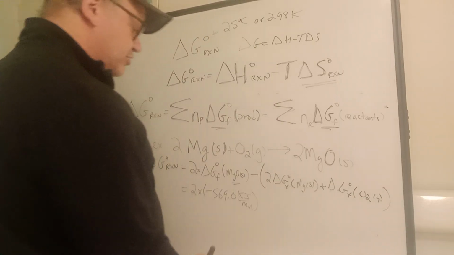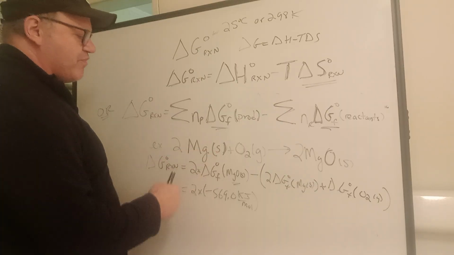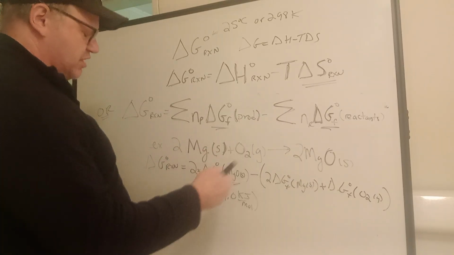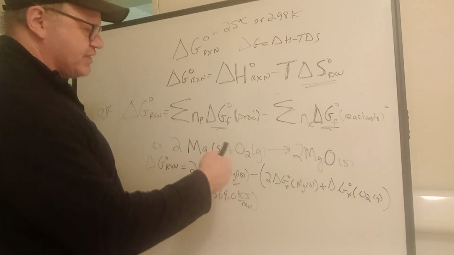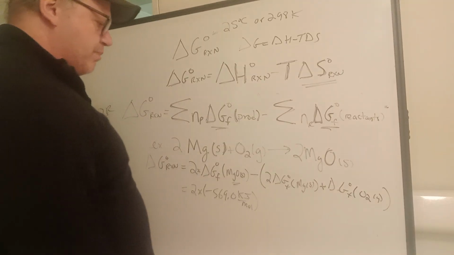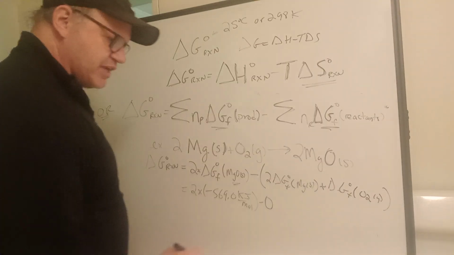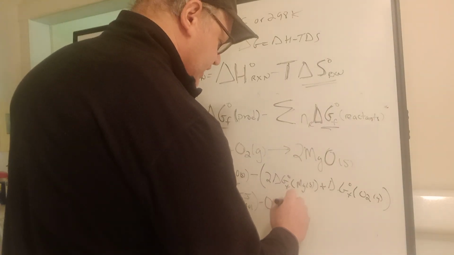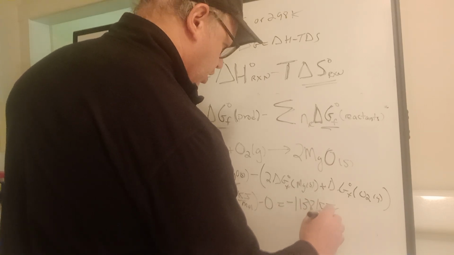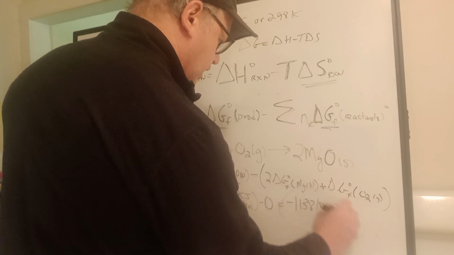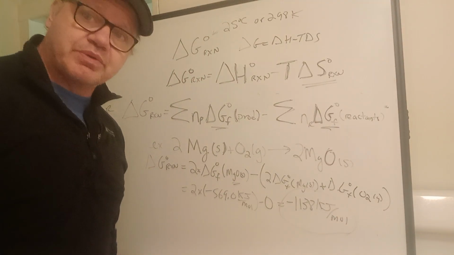And then the other two terms: magnesium solid is the most stable form of magnesium at room temperature standard conditions, and O2 gas, similarly, is the most stable form. So those are both zeros. So this is a minus 0. So this ends up being minus 1138 kilojoules per mole, meaning that it's negative, so it's spontaneous under room conditions.